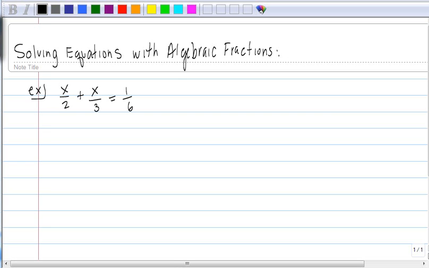Equations with algebraic fractions. Let's start with a simple equation that has only numbers as denominators. The best way to handle solving an algebraic equation with fractions is to clear the fraction. And we know you can clear fractions if you multiply both sides by the LCD. So that's what I'm going to do.